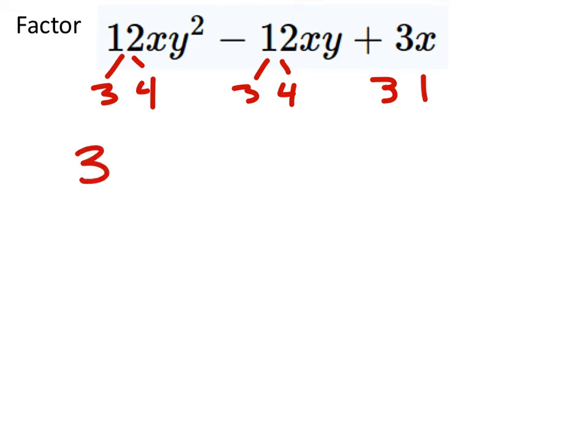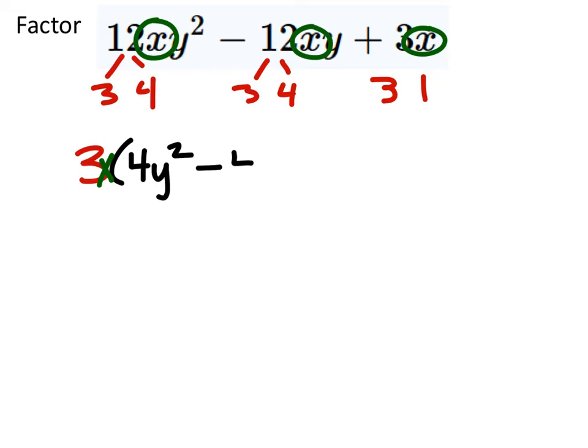So I can factor out a 3 from each of these. And then, well, what am I left with? 4. Oh, I'm sorry. I failed to notice the x's in each of the terms as well. So it appears that I can factor out not just the 3, but the x's as well. So I really have 4y squared minus 4y plus 1.